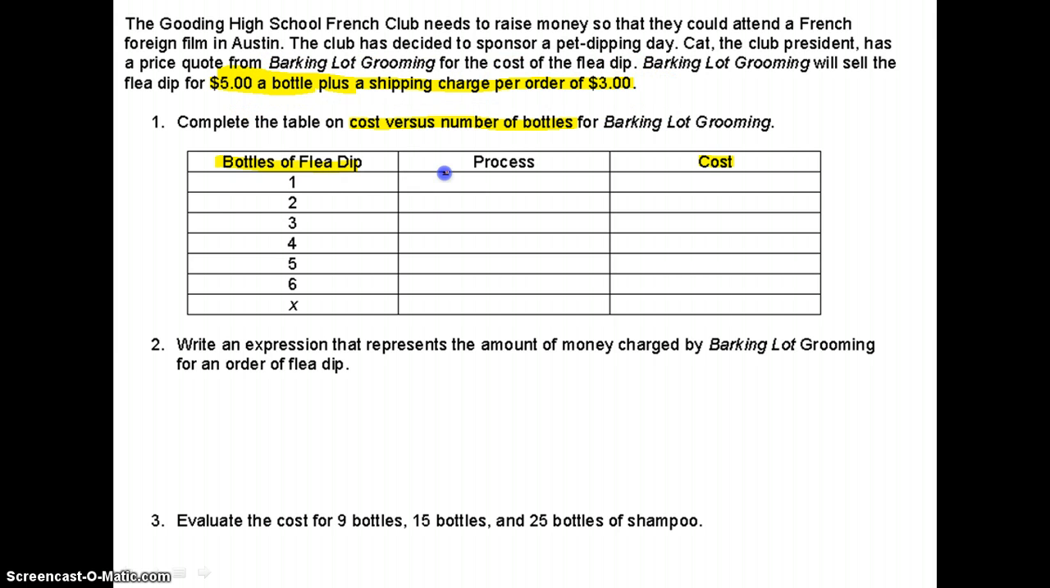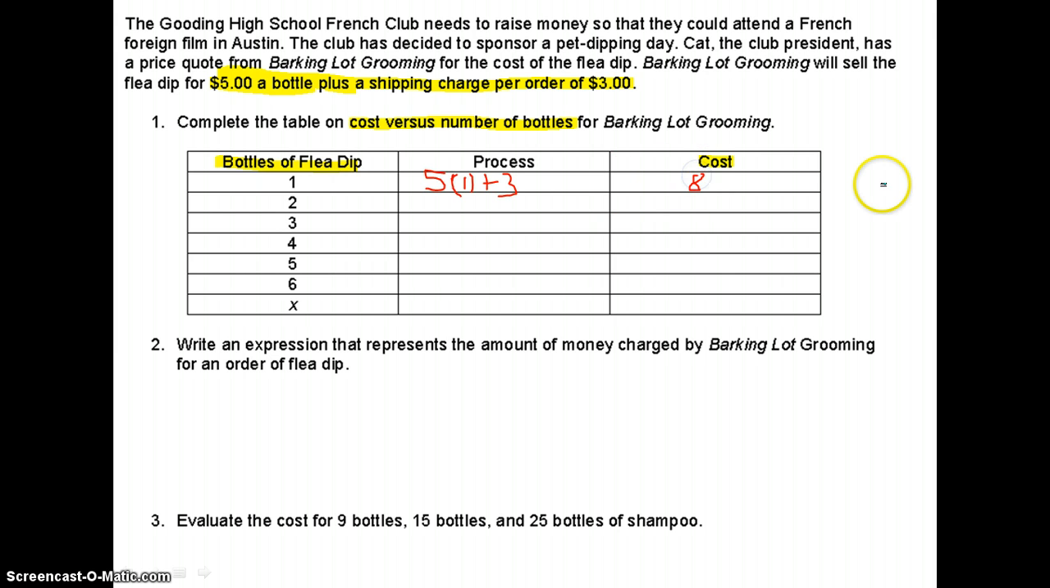So for one bottle, it's going to be 5 times 1 for that one bottle plus $3. So what is that going to give us? Well, 5 times 1 is 5 plus 3 is 8.